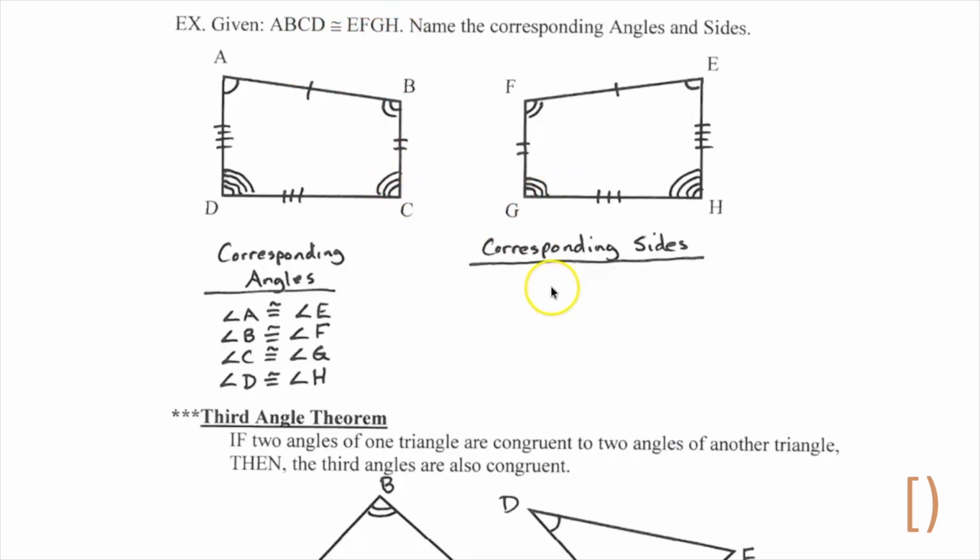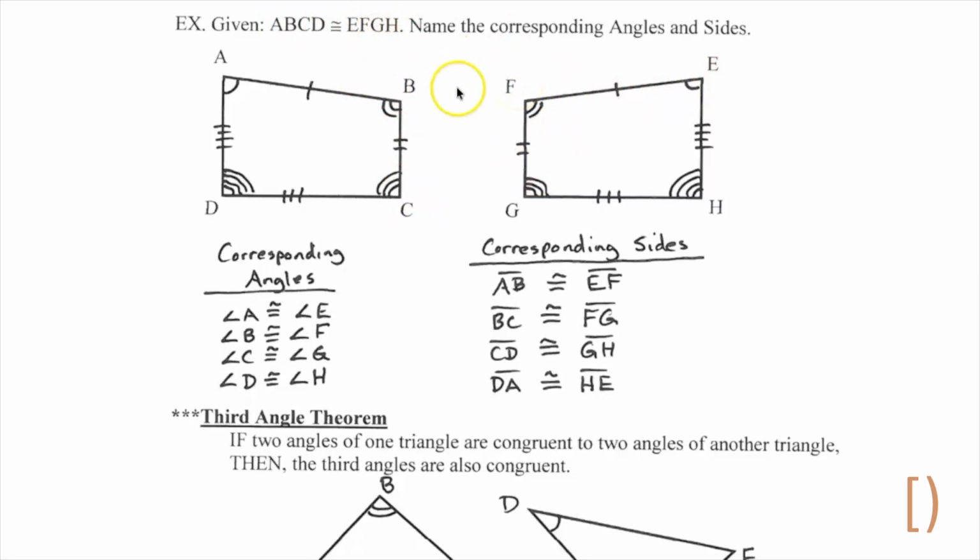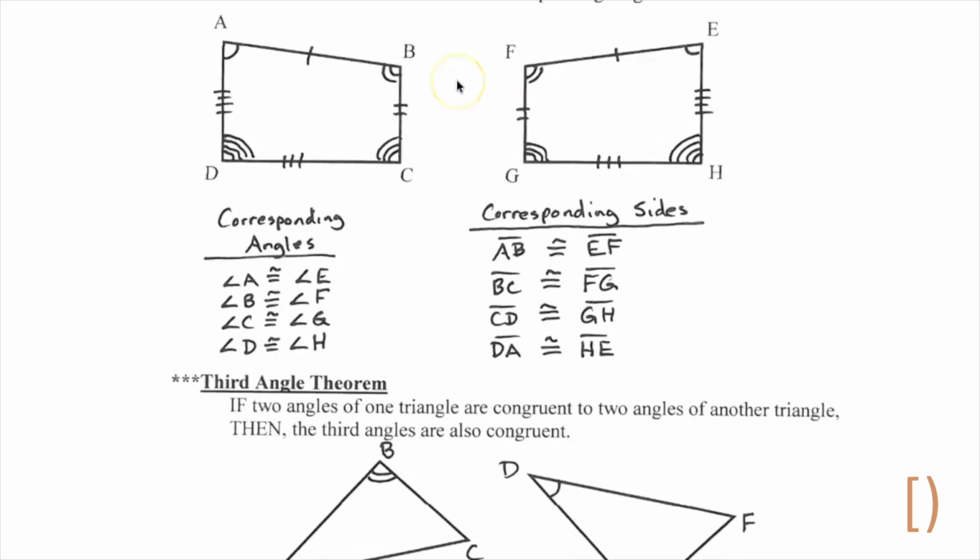We can do the same thing with the sides. AB goes with EF, you can see the marks. CD is going to go with GH, so CD is over here, GH is over there. And then you can do all the combinations. Like if you want to do BC, that's going to go with FG. So we're going to end up with the same thing there. So that's how we use corresponding sides.